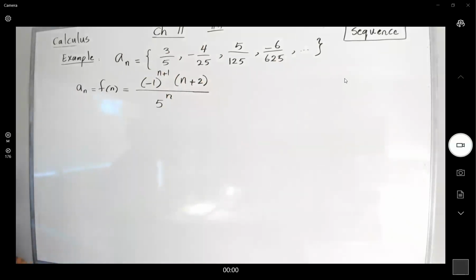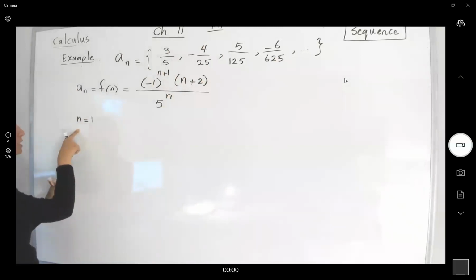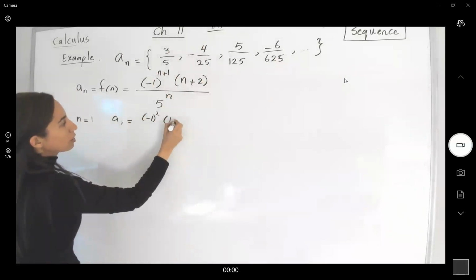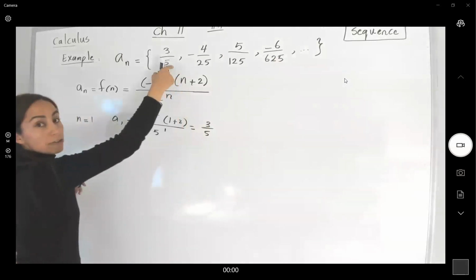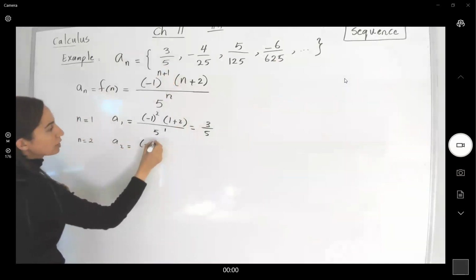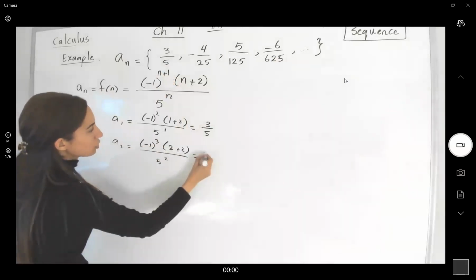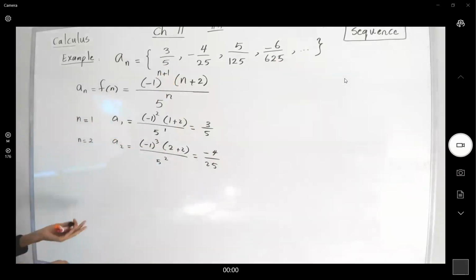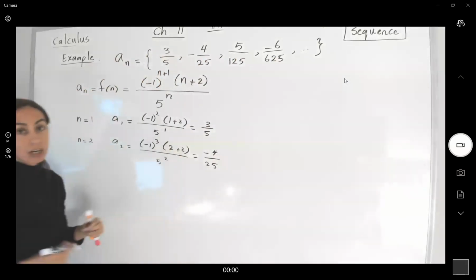So let's double check this. If n is equal to 1, the very first element in the domain, a sub 1 is negative 1 to the second power, times 1 plus 2, divided by 5 to the first power, which is 3 over 5. I get my first term back. n is equal to 2: a sub 2 is negative 1 raised to the 3, and here I have 2 plus 2 divided by 5 squared, which is negative 4 over 25. So by checking these terms, you can see that the general term of the sequence generates each of these terms.